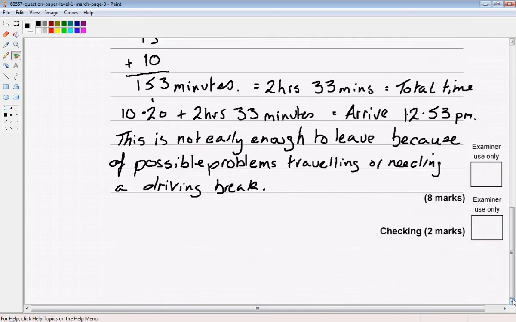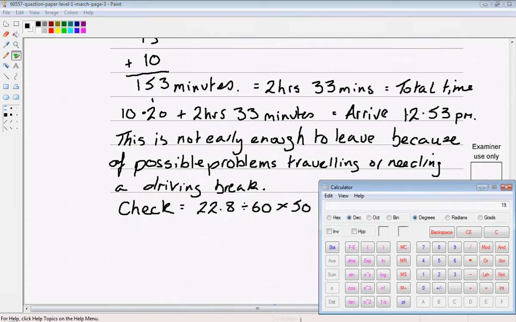So if I write here check, so I would have 22.8. Now this, where we multiply by 60, I would divide by 60, and then where we divided by 50, I would multiply by 50. Now this should bring us back to our distance.